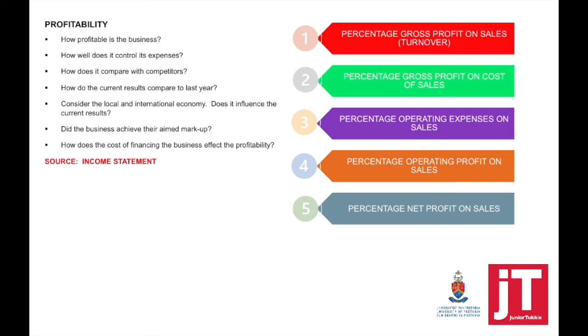Percentage operating expenses on sales. Percentage operating profit on sales. Percentage net profit on sales. So make sure that you understand these financial indicators related to profitability. Now, please, you will be getting a formula sheet in an exam, but a formula sheet can only help you that far. You need to make sure that you study it and that you understand which questions fit in with which financial indicators. Otherwise, you're going to find it difficult to comment.